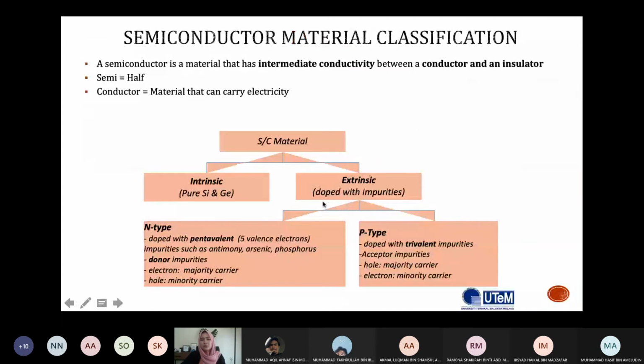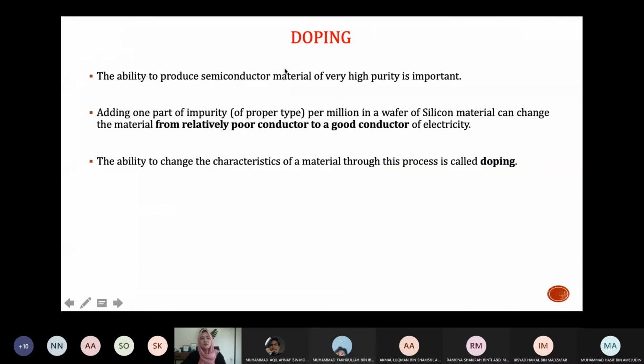Over here, we already explained that if you want an N-type semiconductor and also a P-type semiconductor, you need to dope the semiconductor material with impurities. So what is doping? Over here it is stated that doping is the ability to produce a semiconductor of very high purity. Doping is adding impurities into a semiconductor in order to change it from a poor conductor to a good conductor. Basically, you do doping in order to improve the conductivity of the semiconductor. That is the short form of what doping is, the function of doping.